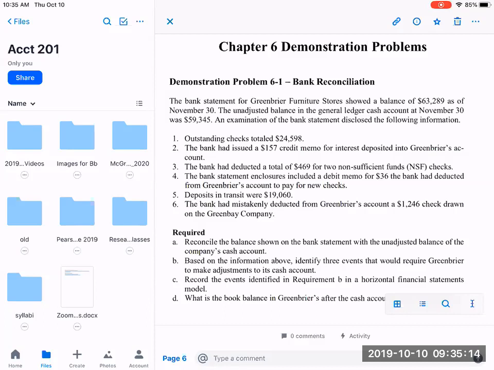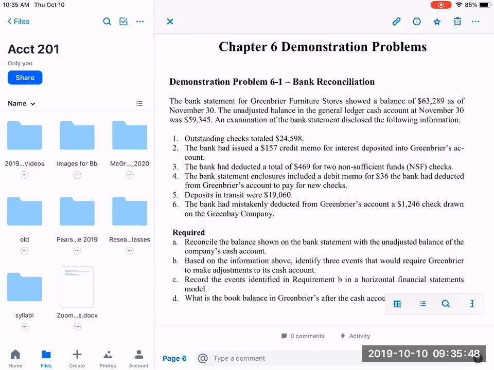Deposits in transit were $19,060. Similar to an outstanding check, a deposit in transit is a deposit that we have recorded, but the bank has not yet recorded. It possibly hasn't been taken to the bank yet, which is not good internal control or good practice. Or maybe you put it in the bank, but they have not yet processed their overnight deposits, which is typically what happens. Or you deposit on the weekend and it doesn't post until the next business day. Things like that happen.